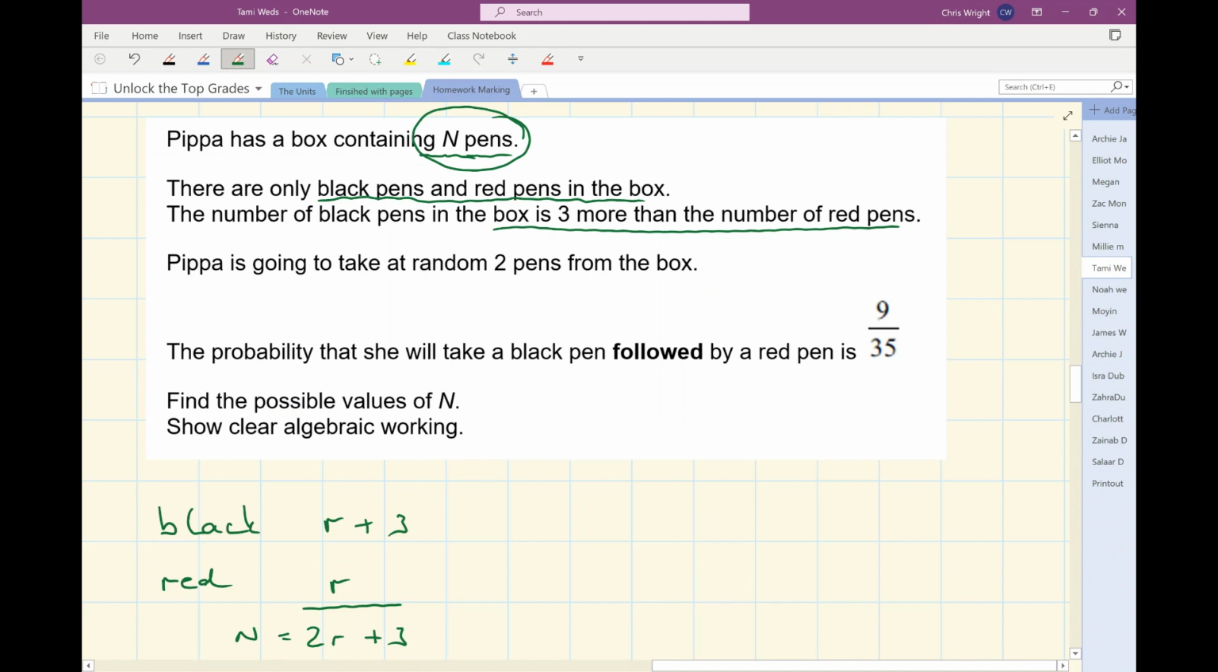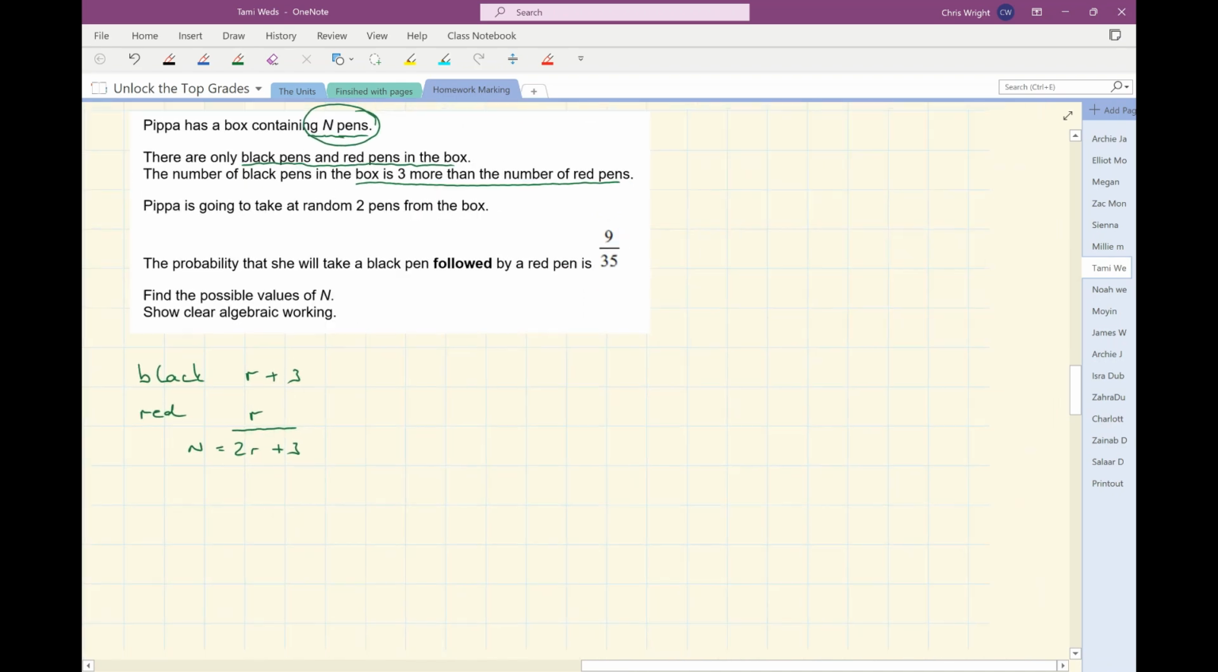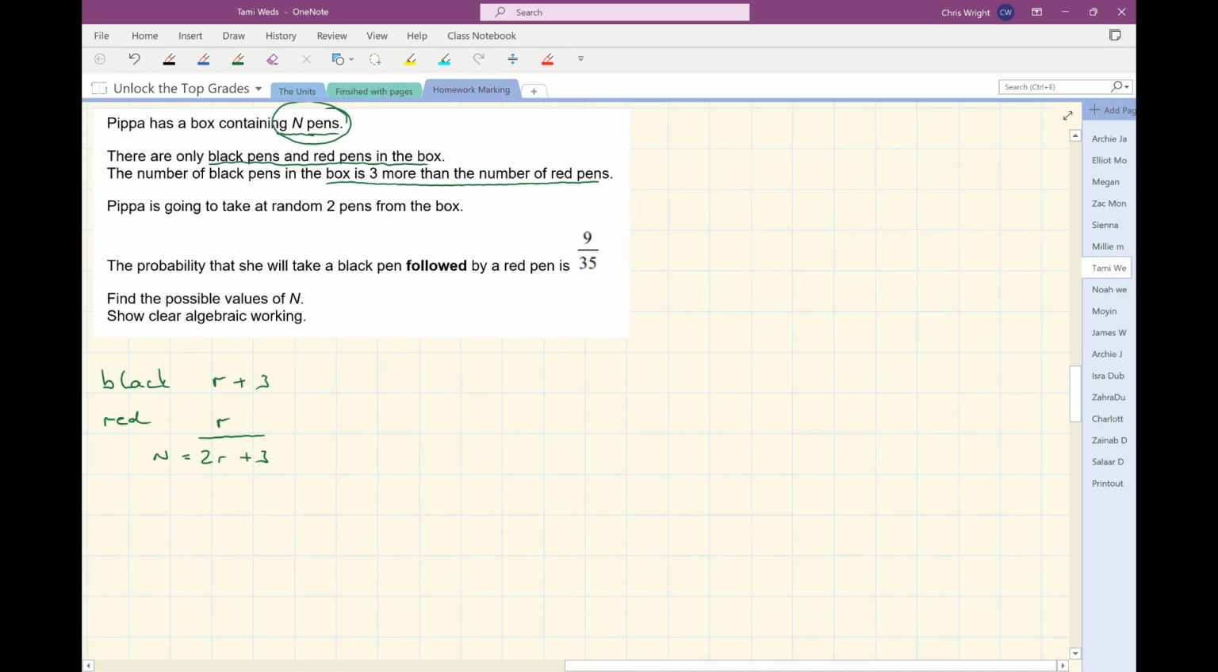Pippa is going to take at random 2 pens from the box, right? So I'm imagining a probability tree now. So she's going to take 1 pen. It's either going to be black or red. And then she's going to take another pen, black or red. I think there's going to be no replacement. Okay. The probability that she'll take a black pen followed by a red pen, that's here, is 9/35. Find the possible values of N.